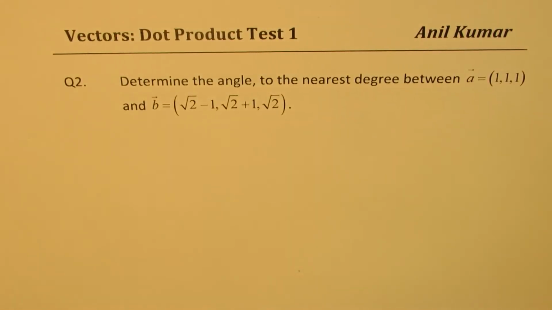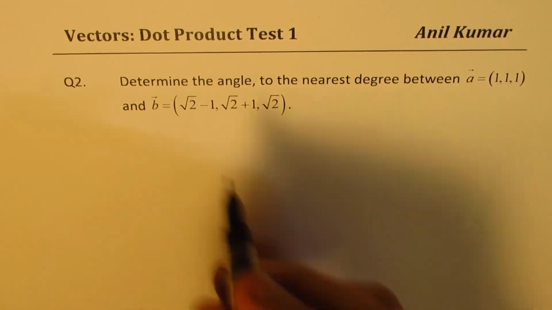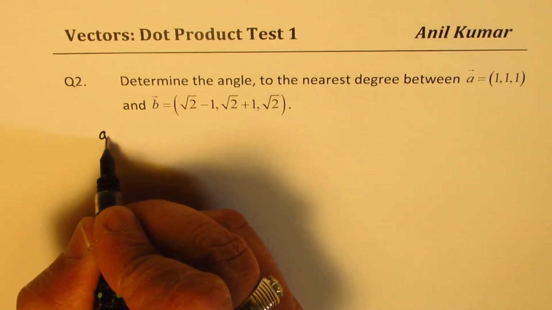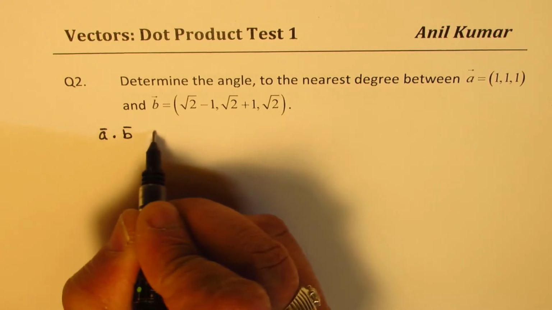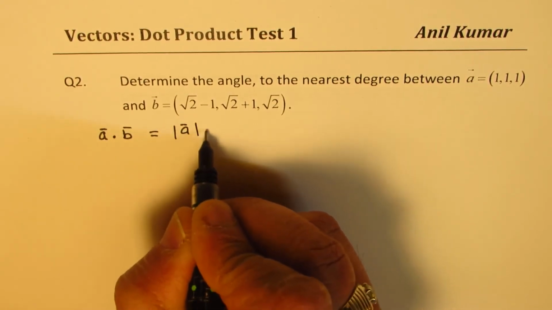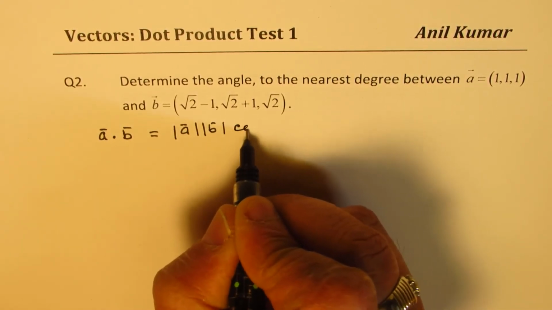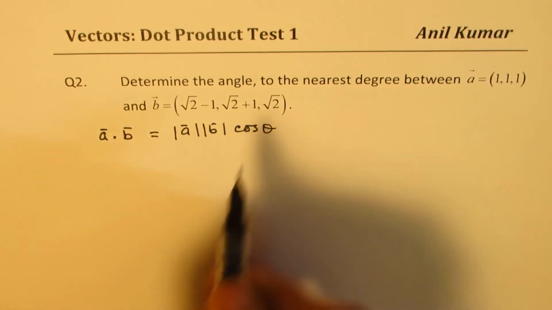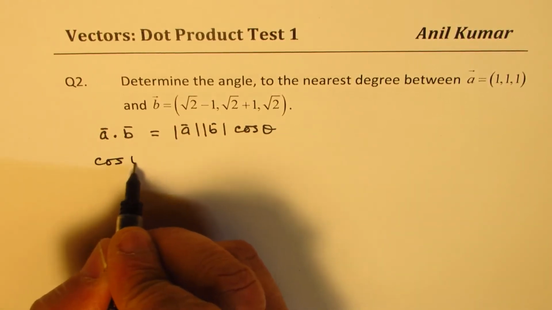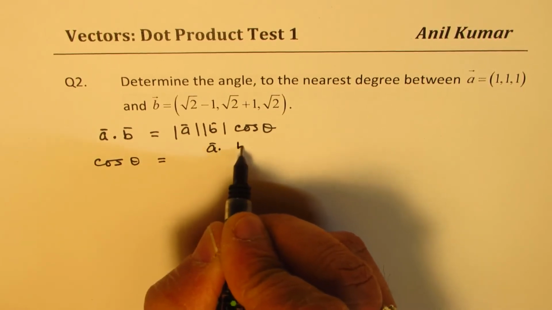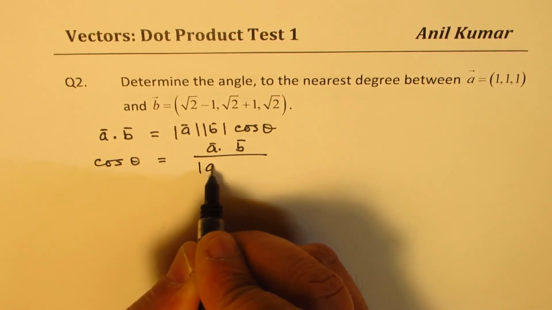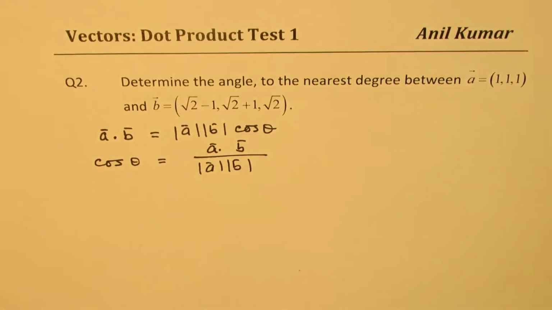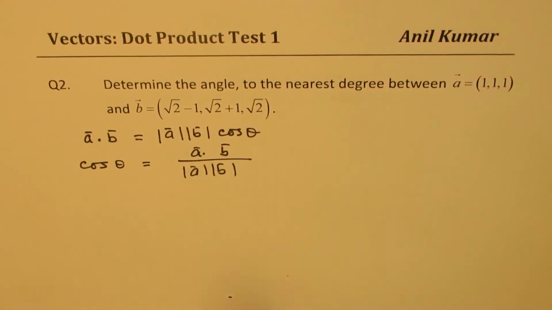Question number 2. Determine the angle to the nearest degree between vectors A and B, right? So these are two vectors. So we'll use the formula straight away. If I have A dot B, I could always write this as magnitude of A times magnitude of B times cos of theta. So whenever we want to find the angle, we say cos theta equals the dot product divided by the product of their magnitudes, right? So let us find out what is the dot product between the two vectors, right?